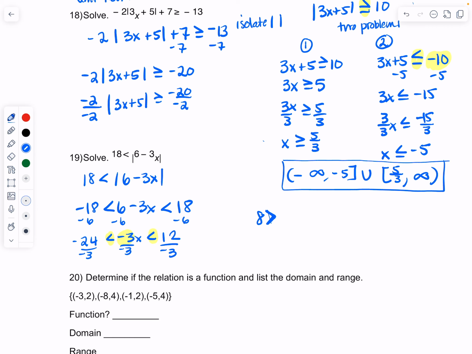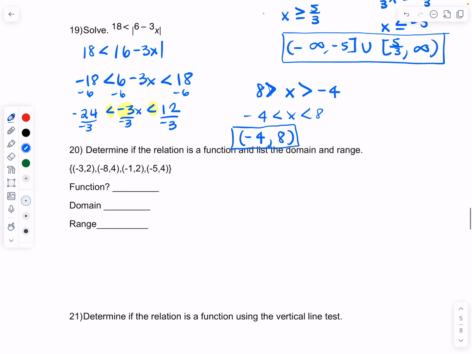And then we have the x. Change the other inequality sign. And 12 divided by -3 is -4. Okay? So x has to be in between a value of -4 and 8. So if I rewrite this, it looks like this. If I rewrite it in order, -4 is my smallest value, and it goes up to 8, and neither one of these are included in the solution. Okay, that was questions 18 and 19.